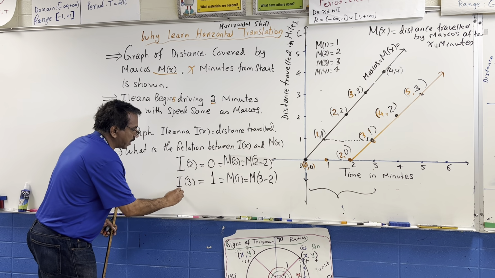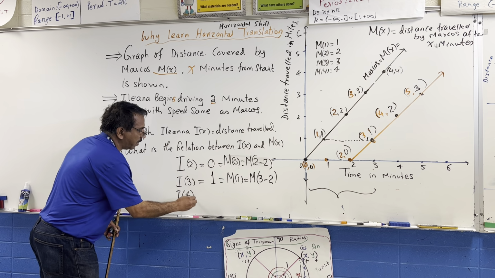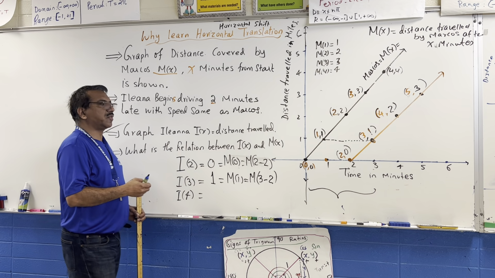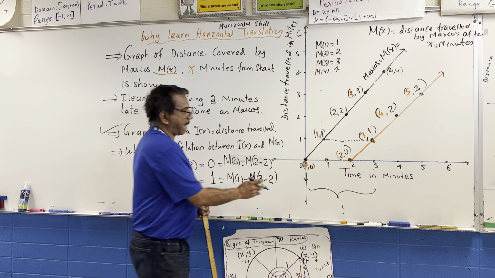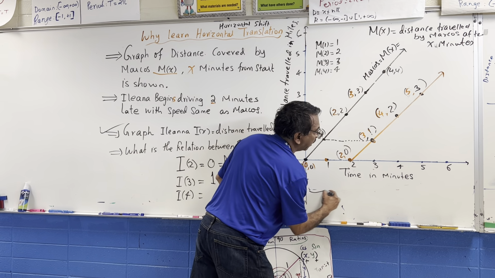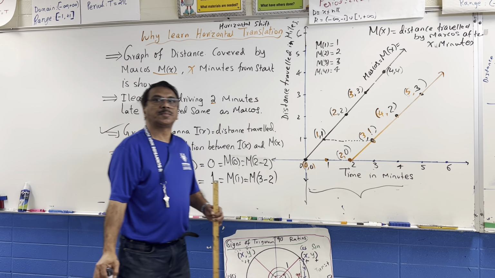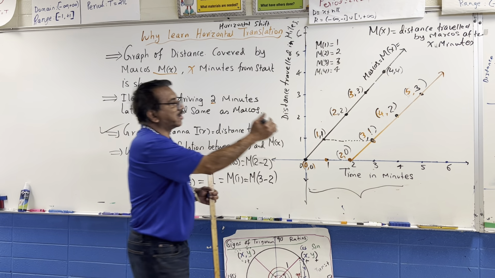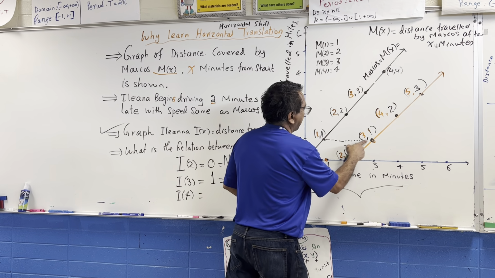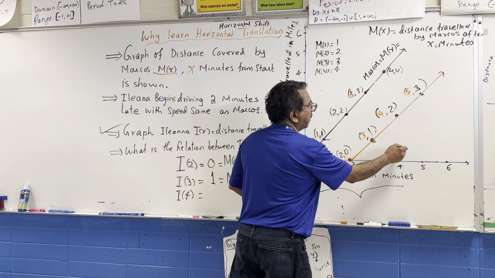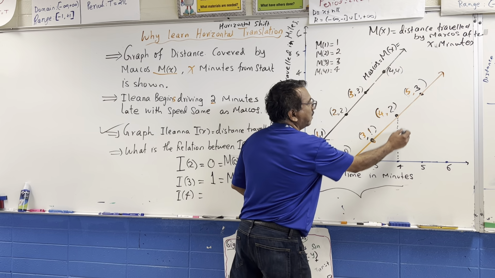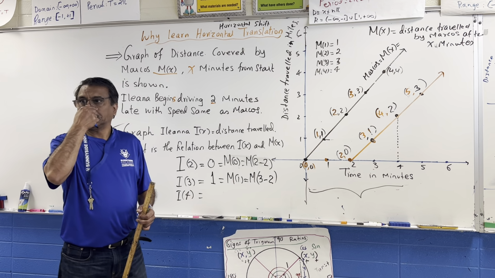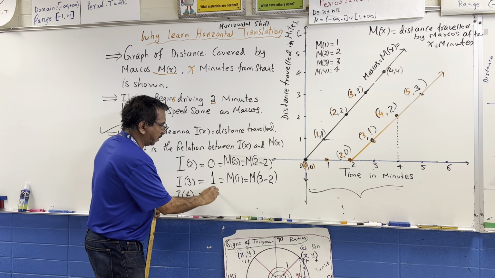And the same thing we can write. If 4, what is the distance traveled by Lianna in 4 minutes? Can you tell me? And you can see clearly it's the height, right? So that means in 4 minutes, what is the distance traveled by Lianna? What is this? 2. So we'll put it like a 2.